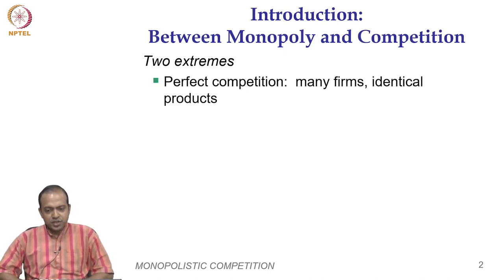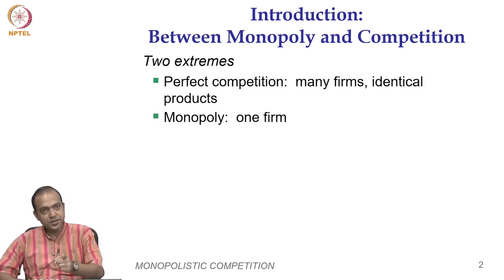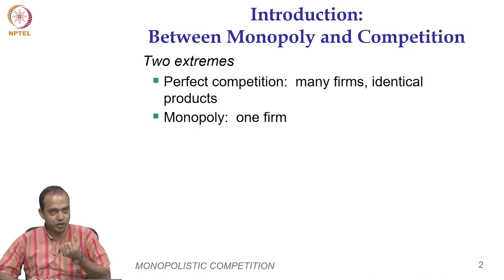So, two extremes we have discussed: perfect competition, with many firms and identical products. If you recall, this is very important. All the sellers in a perfectly competitive market were selling identical products, and that is why no seller has any market power. Then in monopoly, there is only one firm. Please keep in mind, this is pure monopoly we are talking about, but economists also call other markets where there are a few sellers monopolies. We say that those sellers will also have some kind of monopoly power. Here it is pure monopoly when there is only one firm.